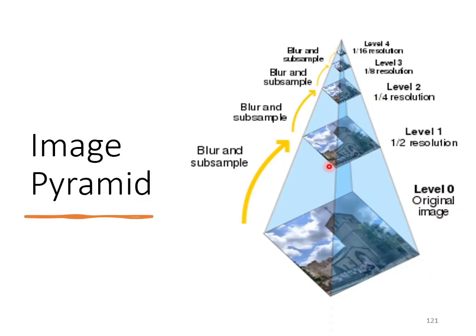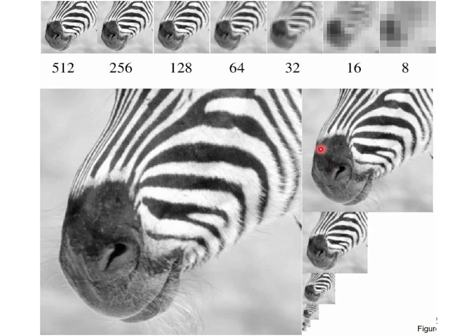Let me show you an example. So this is the input image. The resolution is 512 by 512, and we apply a Gaussian filter and generate the low resolution one. So its resolution becomes 256 square, and then 128 square, 64 square, 32 square, and so on. So this is the resized result.